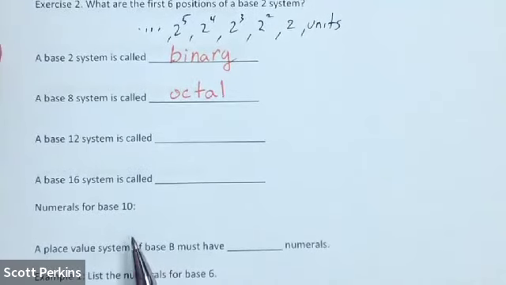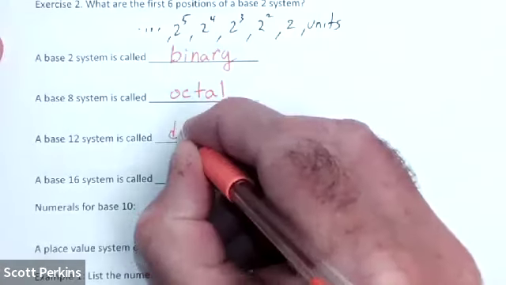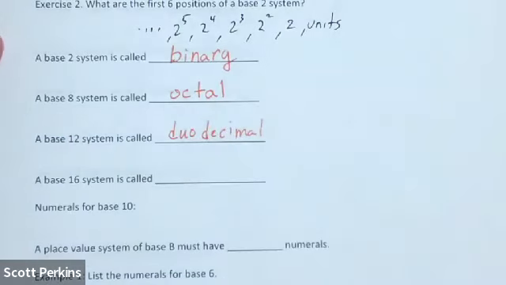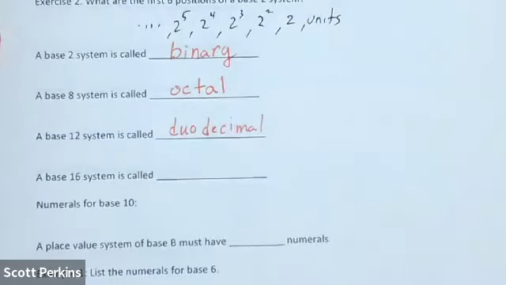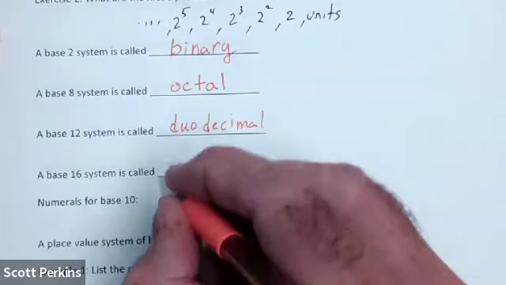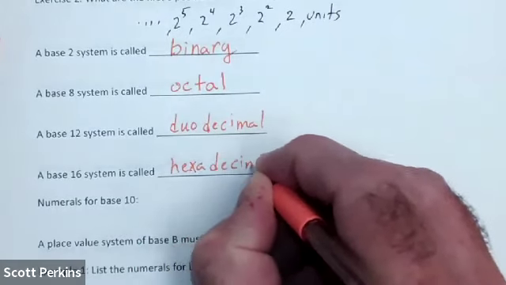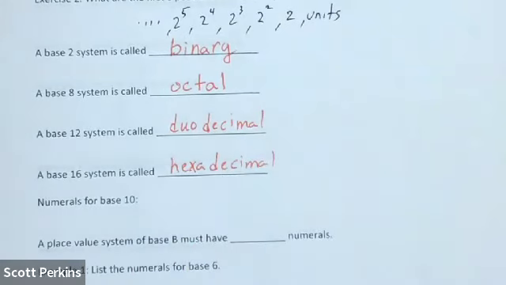Anyway, base 12 system is called the duodecimal. And finally, base 16 is called a hexadecimal. That's just trivia. I am not going to quiz you on that, but just when there's things to know, I want you to know them.